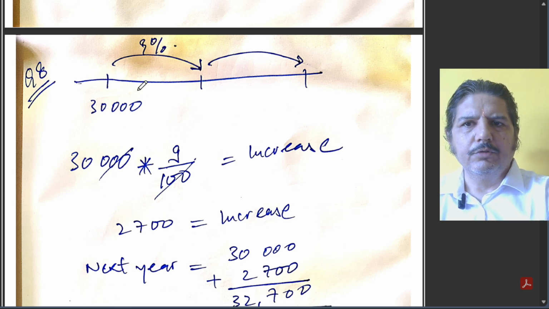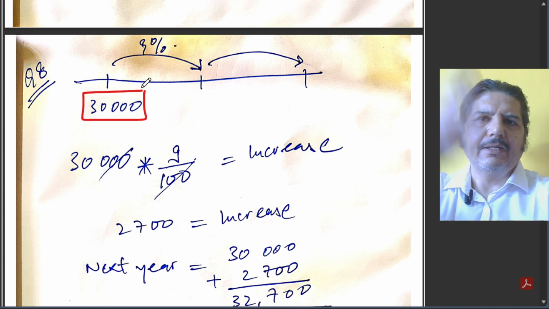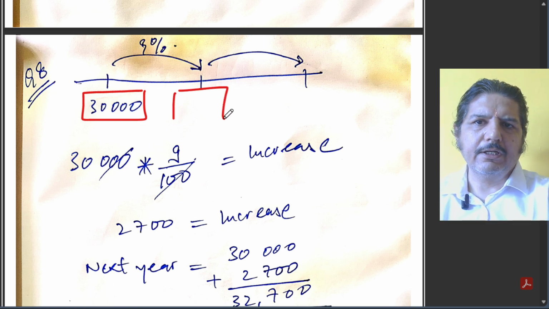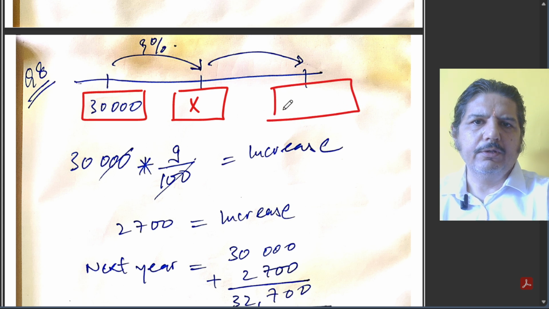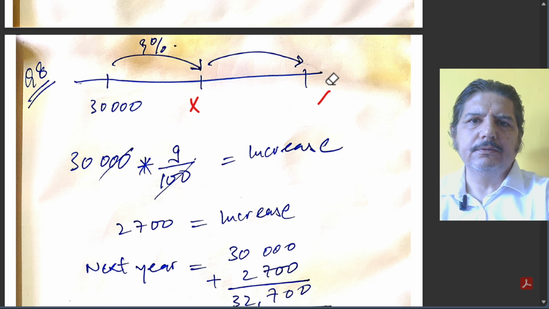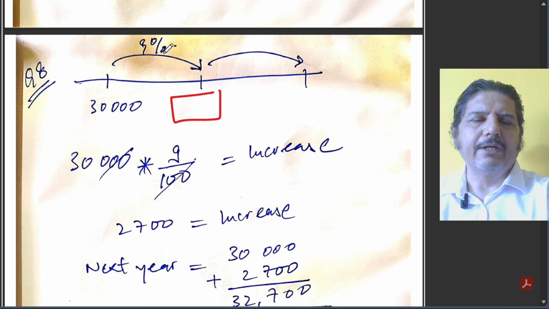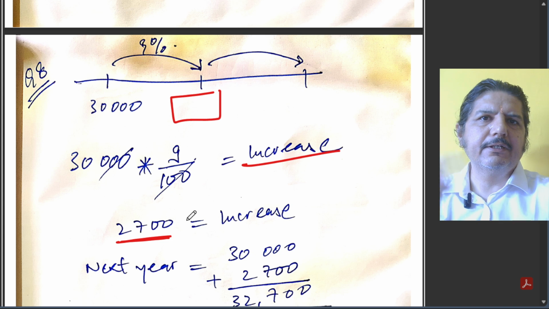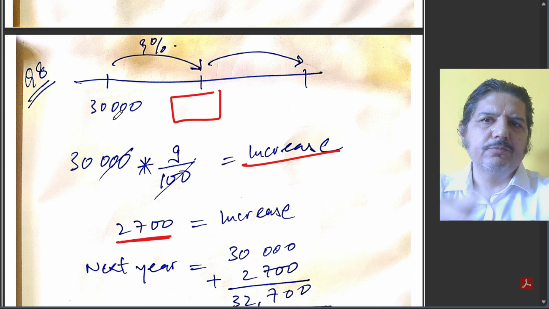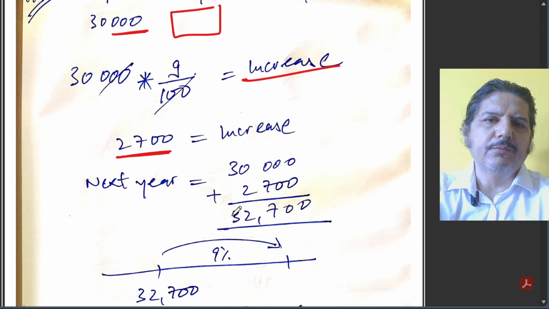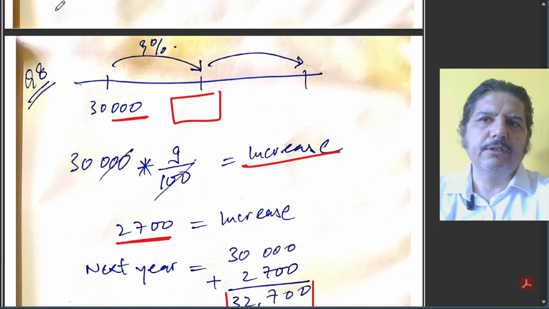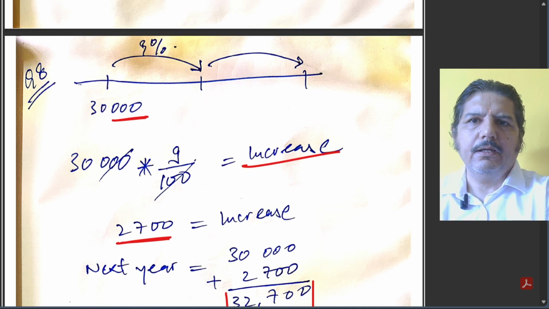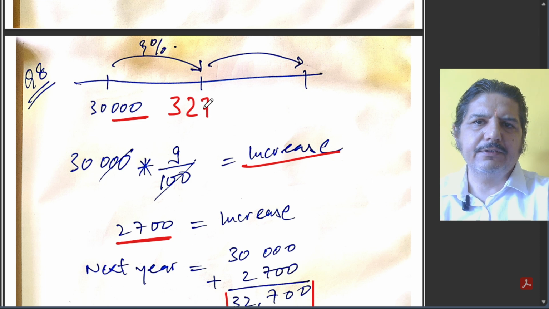Question number 8, we start with 30,000, it increases by 9% every year. So first we will calculate this, and then we will calculate this. Now how do we calculate this? So 9% is the increase, 9% of 30,000. So basically 2,700 is the increase. This 2,700 rupees has to be added to 30,000. So this becomes 32,700, which will be the next year figure.